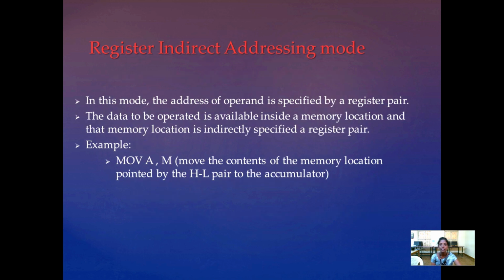The next one is register indirect addressing mode. In this mode, the address of the operand is specified by a register pair. The data to be operated on is available inside a memory location, and that memory location is indirectly specified by a register pair. For example, MOV A, M. It means move the content of the memory location pointed to by the HL pair to the accumulator.